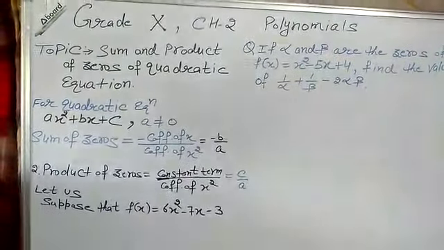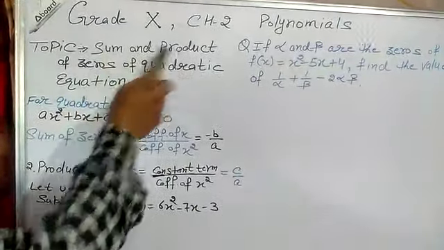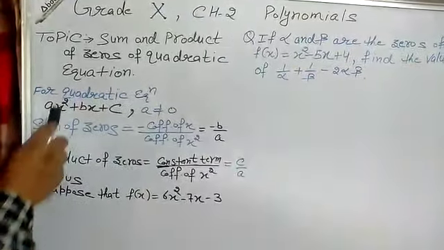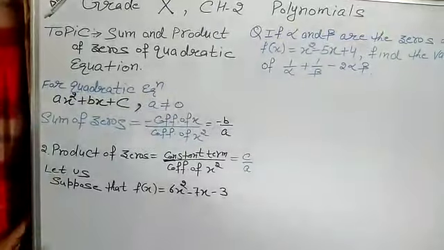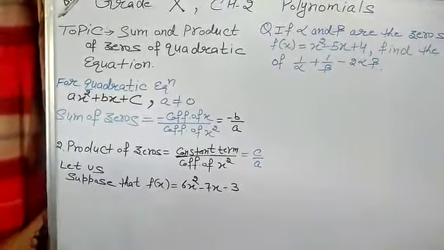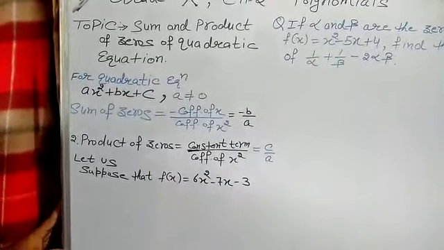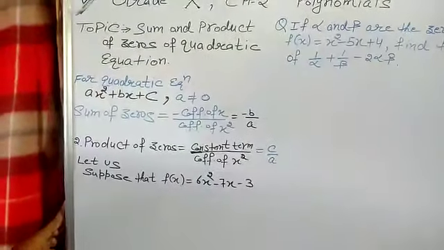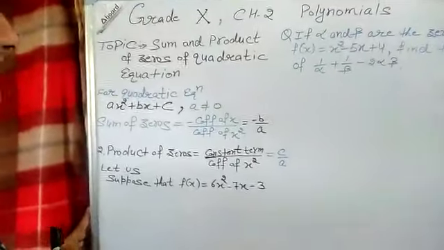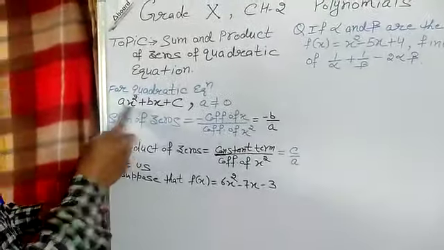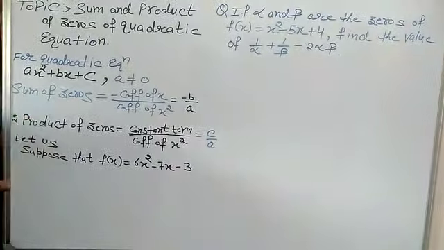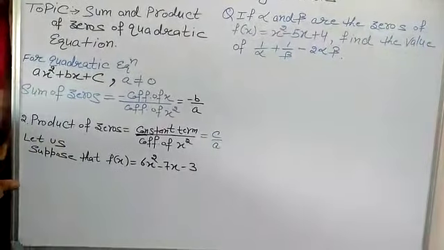Students, our today's topic is sum and product of zeros in case of quadratic equation. What is quadratic equation? Already you guys learned that the quadratic equation means the equation whose highest degree is 2. That is said to be quadratic equation. So in this quadratic equation, if we have to find sum of zeros and product of zeros, how can we?